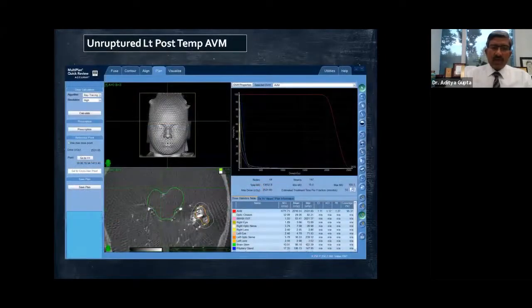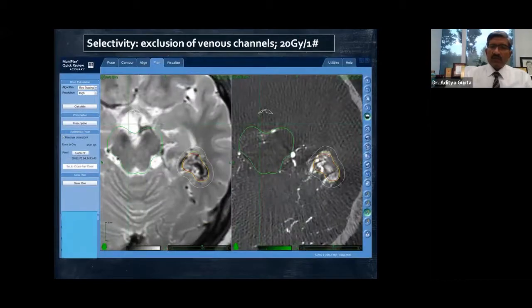Now, another case of an unruptured left-sided posterior temporal AVM. And the interesting thing to see from this particular contour is that there are a number of venous channels around the AVM. Using an angio-CT in combination with the MRI helps us to zone in on a contour which is very, very selective, and we would like to contour the AVM alone, which is basically the area of the shunt, and excluding these venous channels around the AVM significantly reduces the chances of complications.